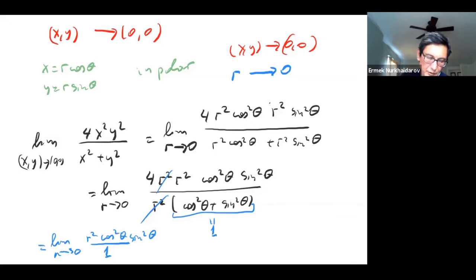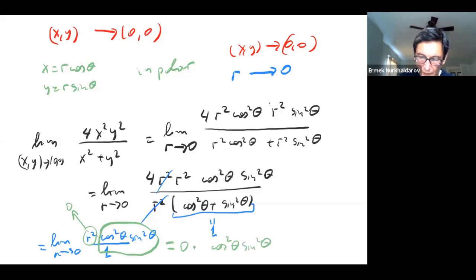Now, if you look at this expression, cosine squared theta sine squared theta is some constant, a number. It might be 0, it might be 5, it might be something, but r squared is going to be approaching 0. So what you're going to get is 0 times cosine squared theta sine squared theta. And that is 0.